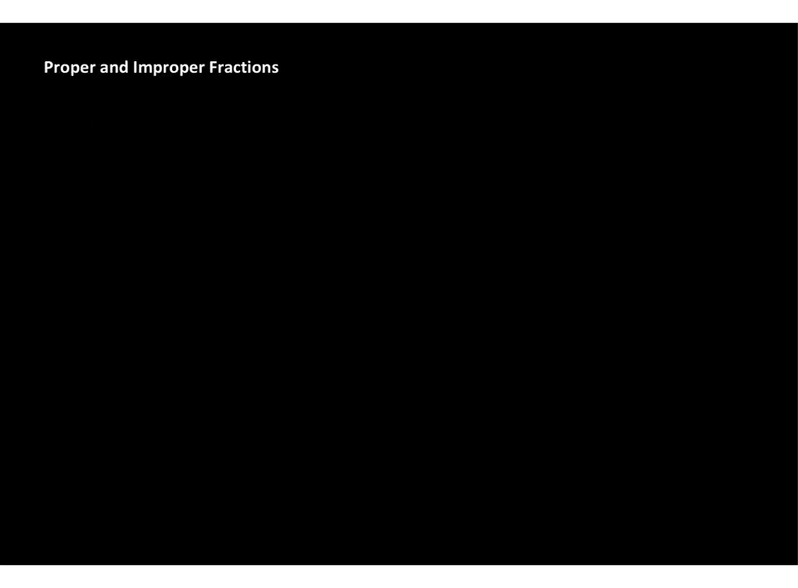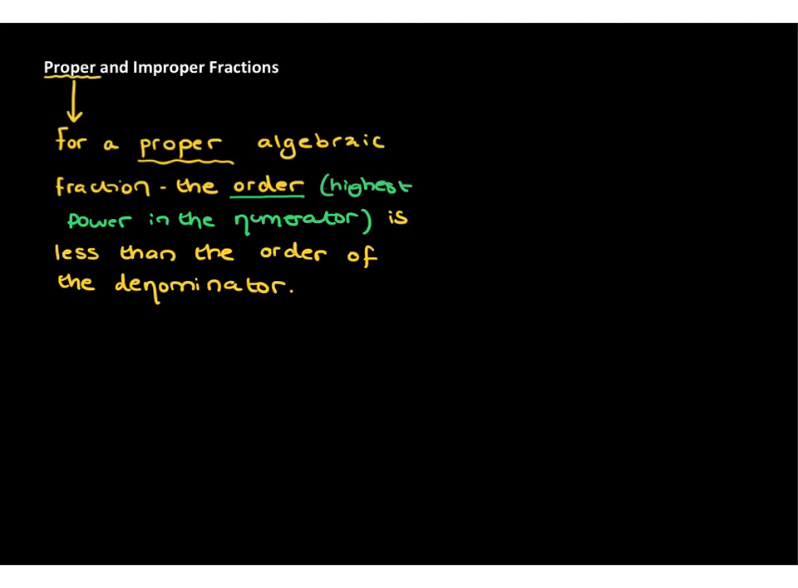So we're going to spend a little time discussing proper and improper fractions and what these mean in the context of algebraic fractions. So let's start with defining a proper algebraic fraction. To be a proper algebraic fraction, the order, which is the highest power of a term in the numerator, is less than the order of the denominator. Let's look at some examples to try and illustrate this.